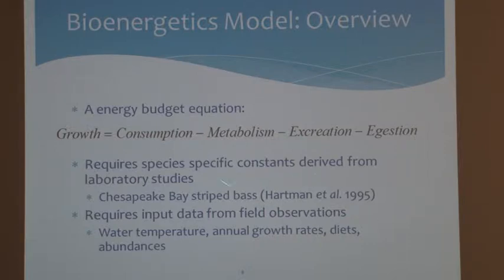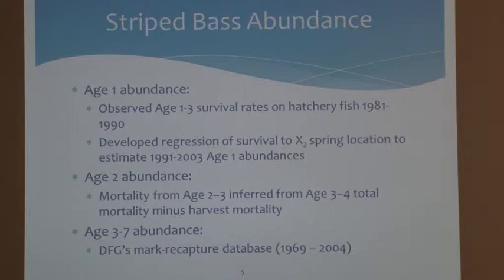In addition to those constants, there's a suite of input data needed for this model to run. Among those are water temperature, annual growth rates, diets, and abundances. And it's worth noting that all of these were actually from field observations in the estuary out here. I'm just going to talk about how I arrived at the abundance data. All the other input data is a little more straightforward, and that is in this publication as well.